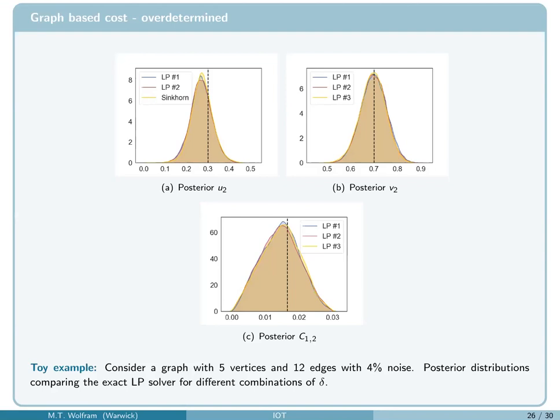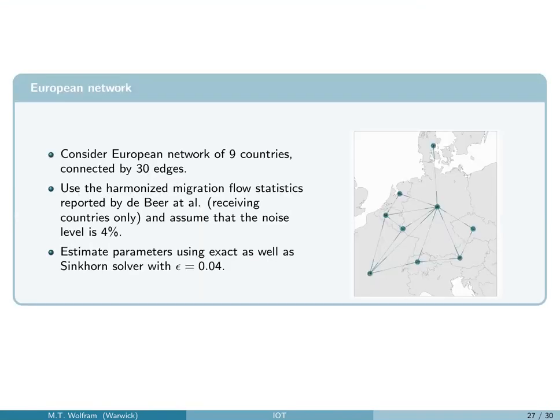One can say, okay, this is all nice. You did it, you generated your data yourself, but what about real data? And so the last thing that I want to show you before I'm finishing here is, I already showed you this picture of this European network of 9 countries, and you can draw the edges, and then you have 30 edges, and you can take the migration flow statistics that I showed you. They define one transportation map. And I used only the receiving countries. So I didn't take both sets, I just take one of these sets.